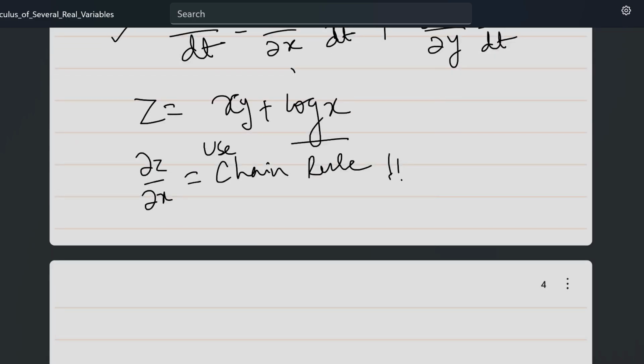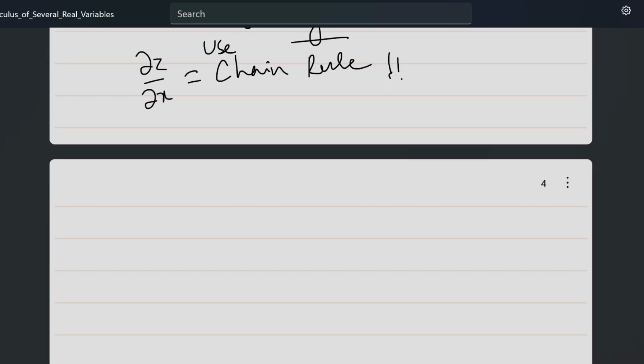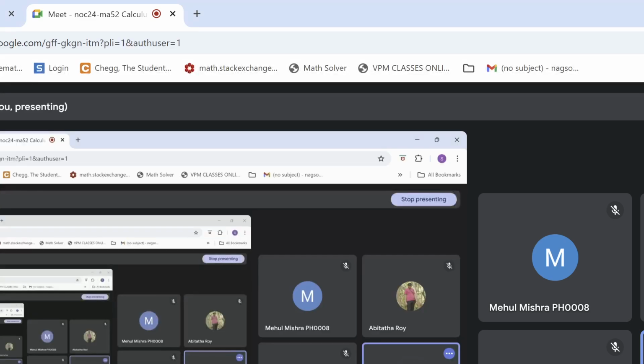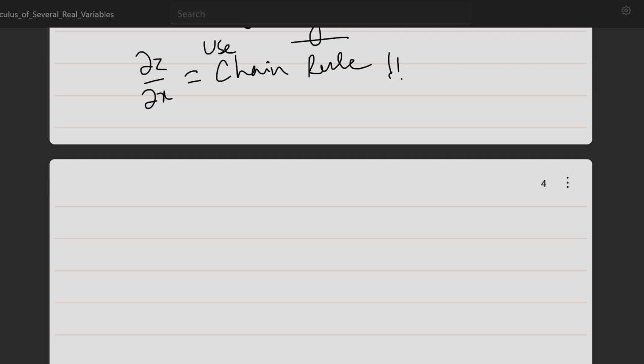Okay, fine. Any question? Any question till now from these two things? If you have any question, you can ask me. Okay, then I'll move to partial derivatives. What is partial derivative? How do you find it?